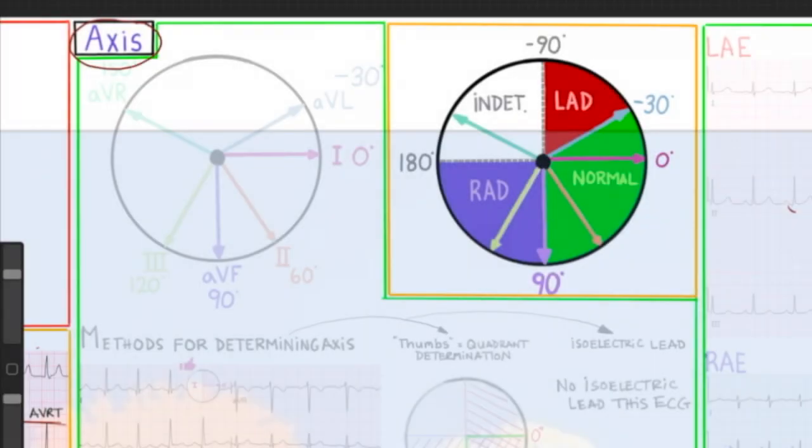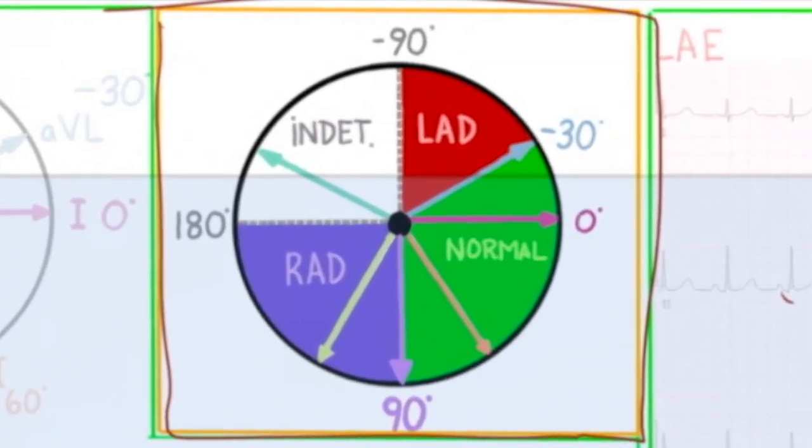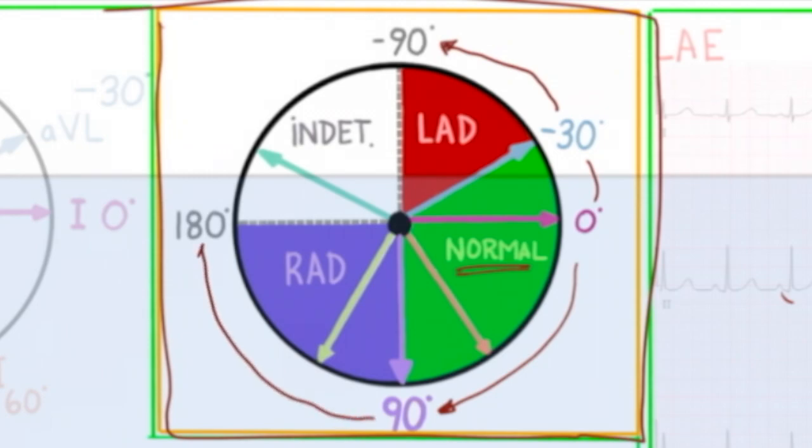Okay, on to axis. Part of level 2, let's focus on this diagram over here. Normal axis, minus 30 to 90. Left axis deviation, minus 30 to minus 90. Right axis deviation, 90 to 180 degrees. And then indeterminate axis is over here in this range.